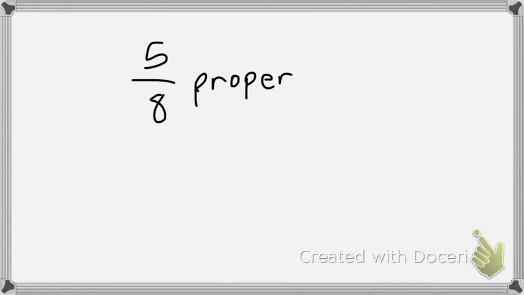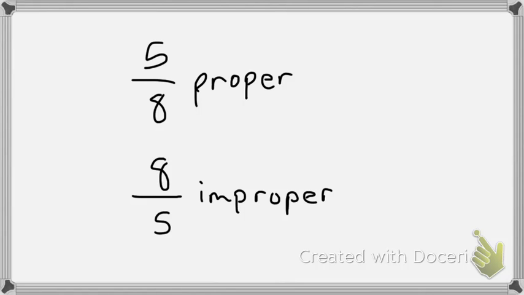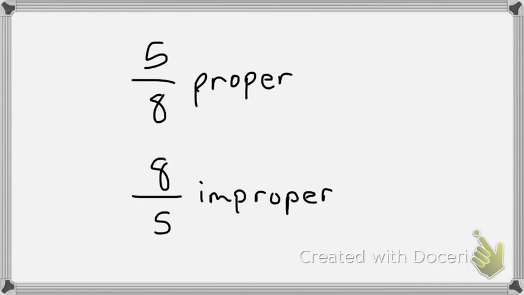When the numerator is bigger than the denominator, this is called an improper fraction. And we can't have that because it's improper. The numerator should never be bigger than the denominator. It should always look like this, a proper fraction.